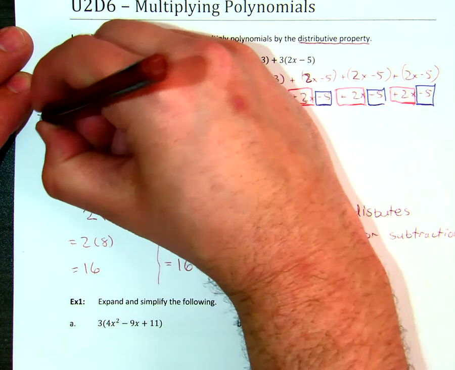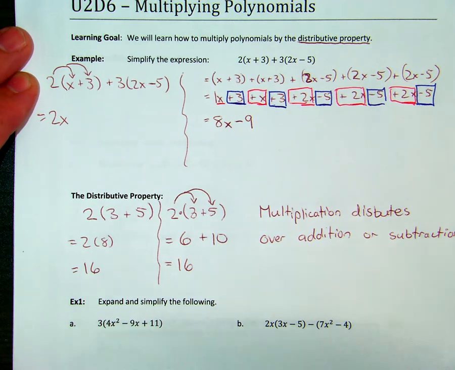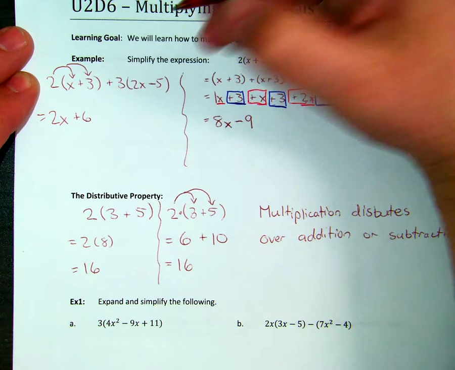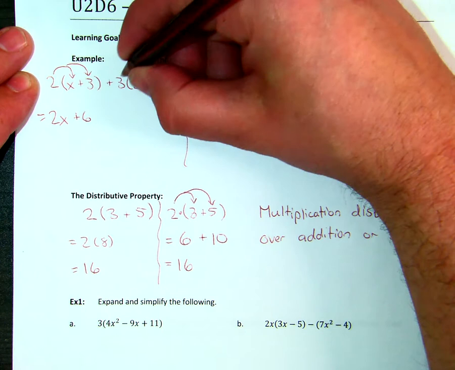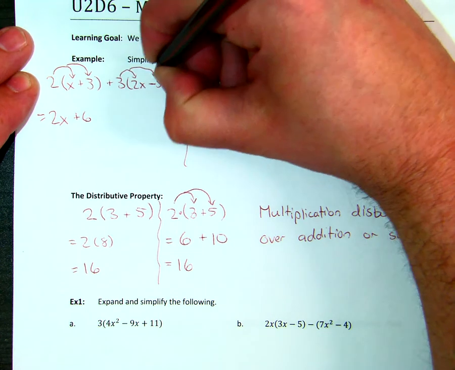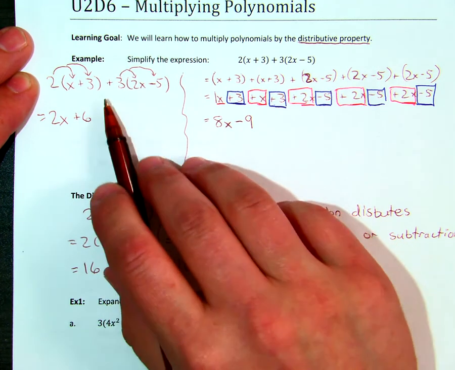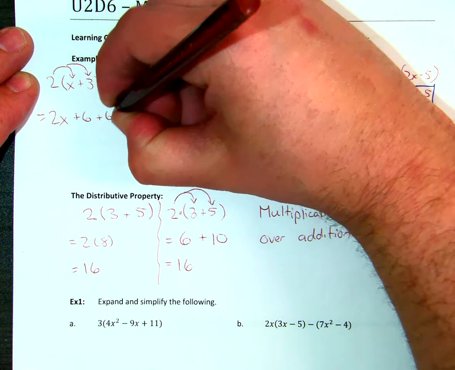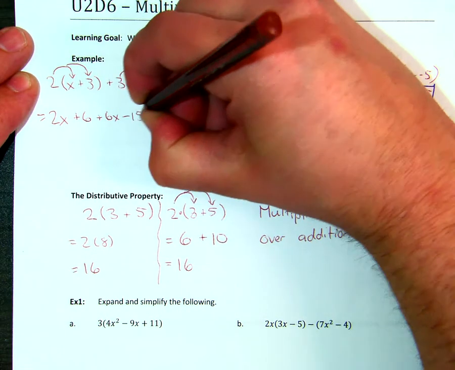So this would be equal to 2 times x is 2x. 2 times positive 3 is positive 6. I'm done with that bracket. Everything in the bracket has been multiplied by 2. Same thing with the positive 3. I know it says plus 3, but plus is the same as positive for this case, well, for all cases. So positive 3 times positive 2x would give me positive 6x. Positive 3 times negative 5 would give me negative 15.